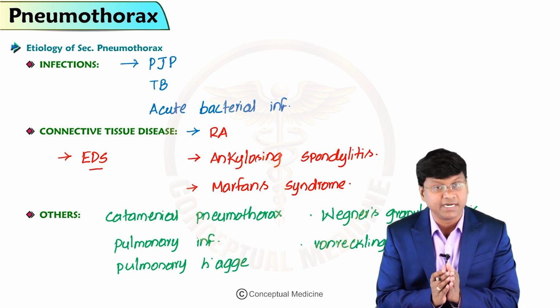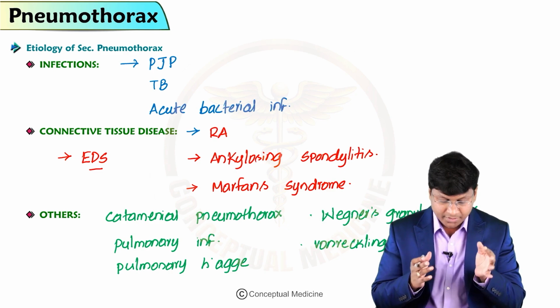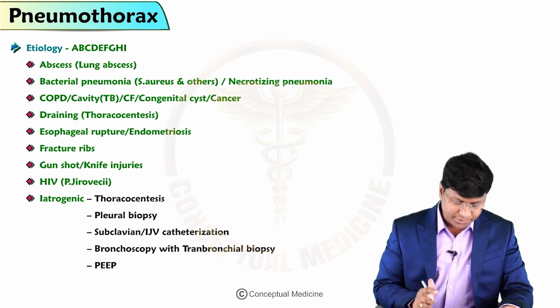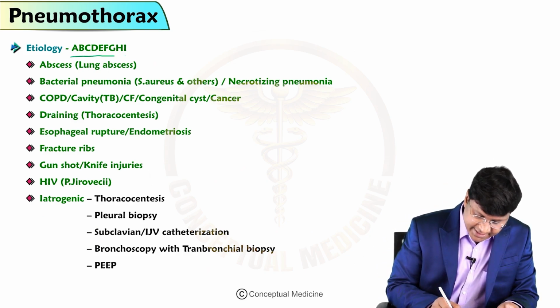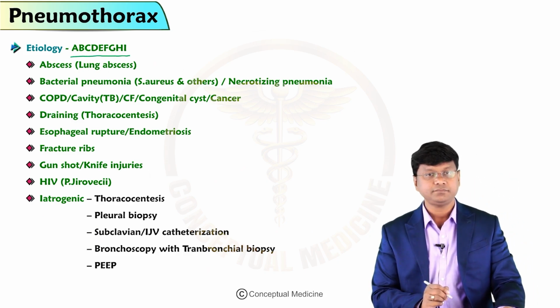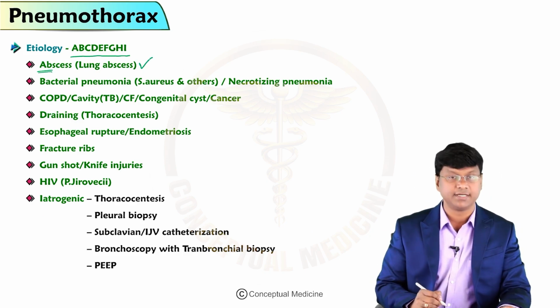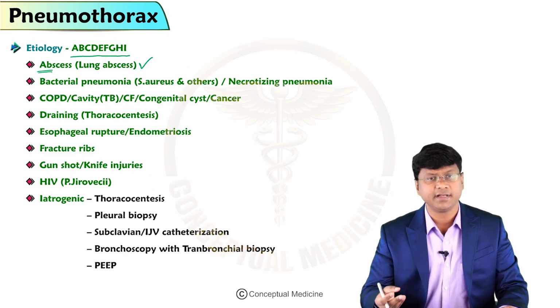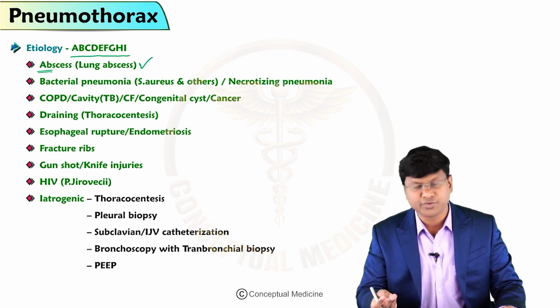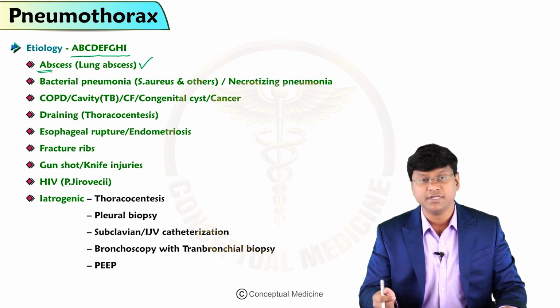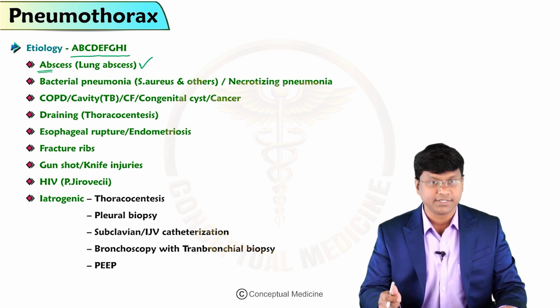So we have discussed multiple etiologies. How to remember all these multiple etiologies? I'll give you a mnemonic for this. And that particular mnemonic is A, B, C, D, E, F, G, H, I. Right? A is your abscess, that is infection within the lung. This lung abscess or infection within the lung could be secondary to tuberculosis, to acute bacterial infection, or even to Pneumocystis jirovecii pneumonia.